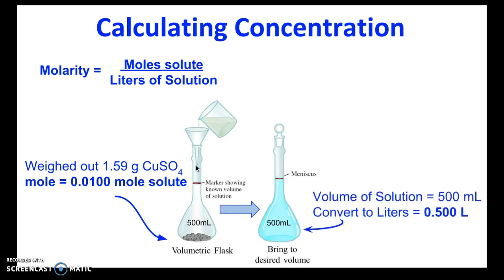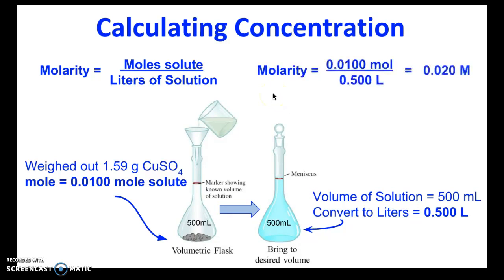Okay, once we have that information and once we make our solution and bring the volume all the way up to the meniscus, we know that the volume of the solution according to this volumetric flask is 500 milliliters. Now, since in the molarity equation we have to use liters of solution, not milliliters, we would have to convert the volume to liters. And now we have the two values that we need to calculate our molarity. So we would have our 1 mole of solute and our volume is 0.5 liters. We would plug that into the equation and then that will give us our molarity.